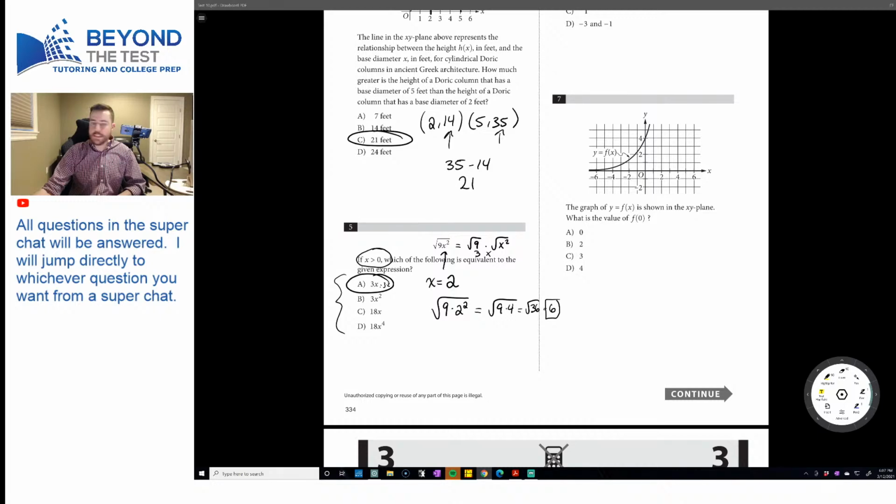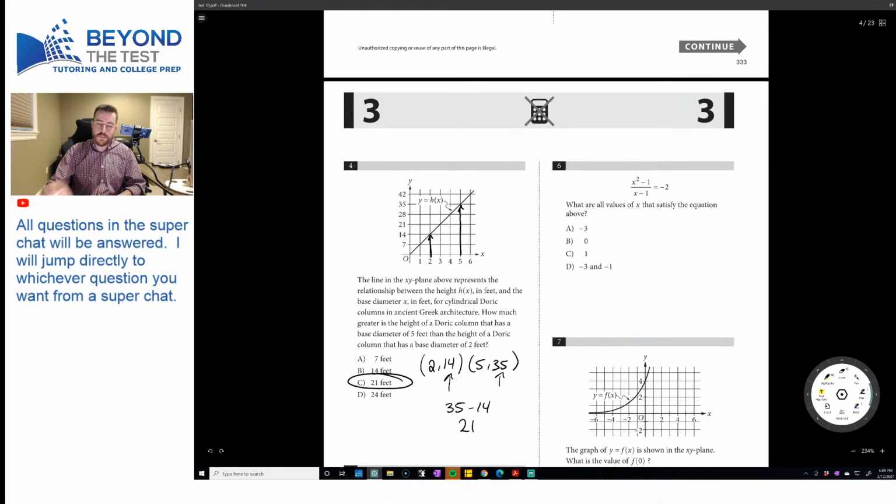All right, continuing on, let's go ahead and take a look at number 6 here. So number 6, it says, what are all values of x that satisfy that equation above? Okay, now there's a few ways you can go about doing this one. You could actually just go and solve it algebraically. However, if you go and solve it algebraically, you're still going to have to check your answers at the end anyway. So what I personally recommend is they give you the answers, or potential answers, I should say.